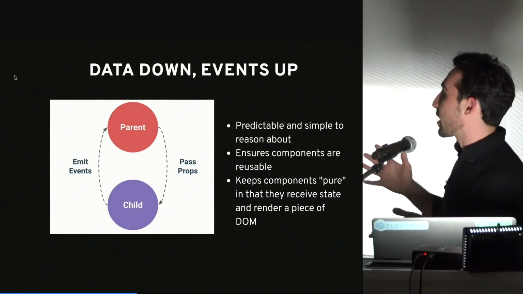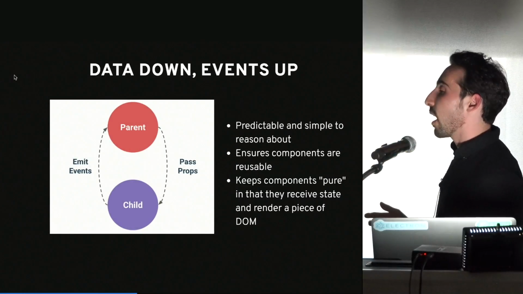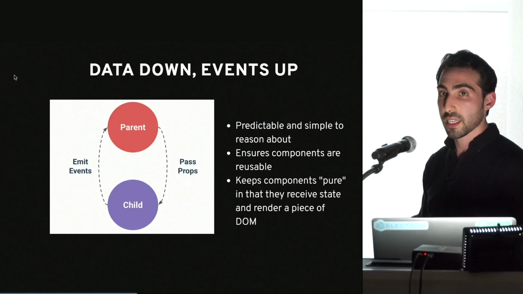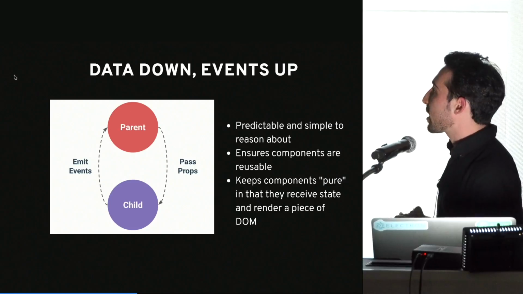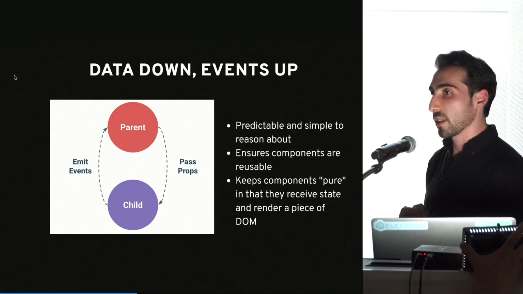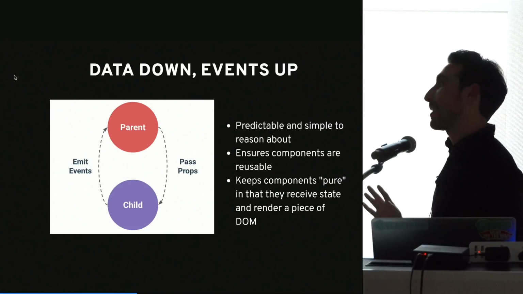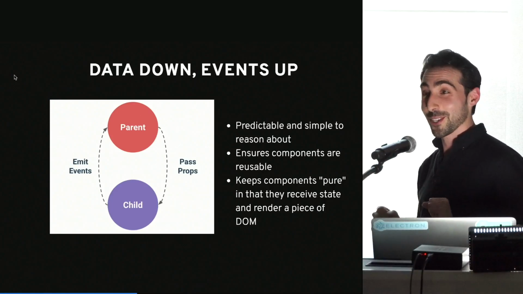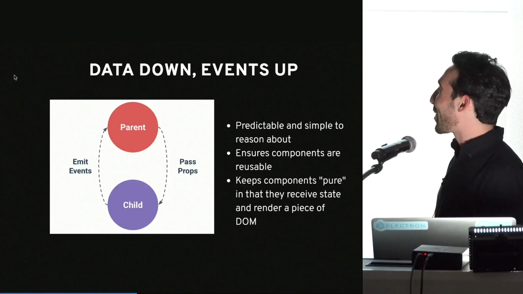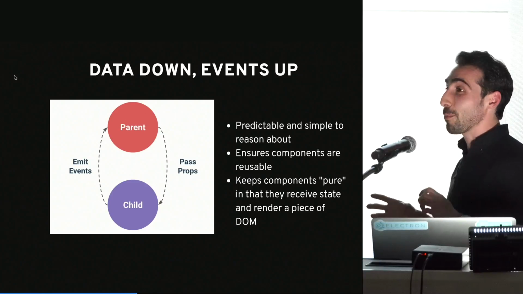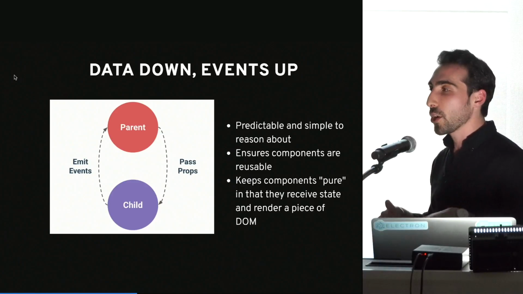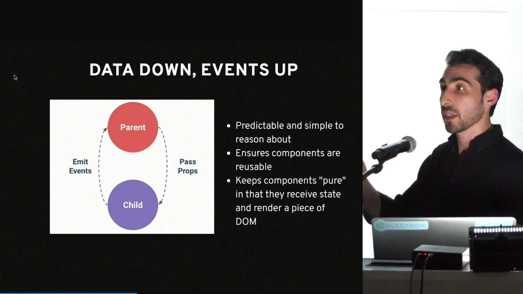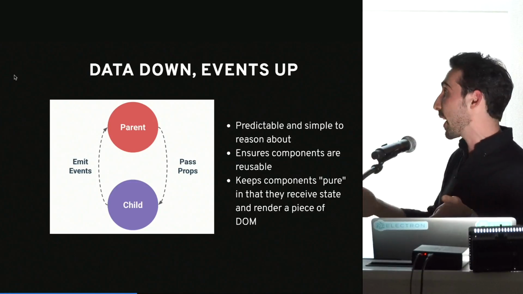The thesis that I like to sum it up as is data down, events up, right? This diagram is straight from the Vue documentation, which I encourage everyone to read. It's really, really good. But the thesis is that parents pass down properties to child components. That is it. Child components simply emit events back up that tell the parent what to do. That's extremely right. And the reason we do that is because it keeps things super predictable and easy to reason about. You don't have to look inside of a child component to figure out what's happening in a parent component somewhere later in the life cycle of your application.